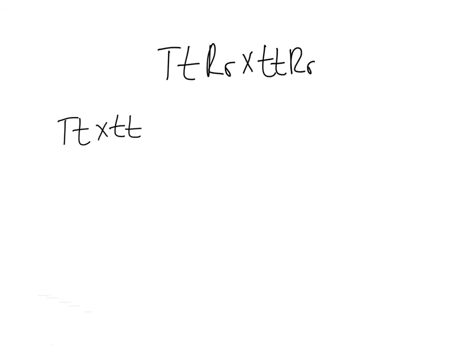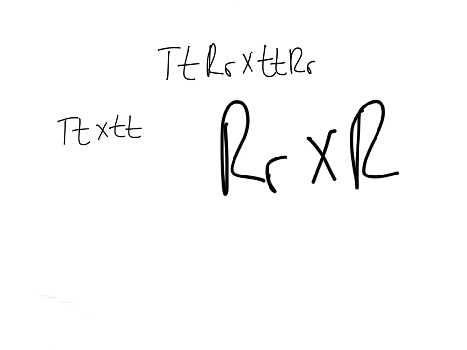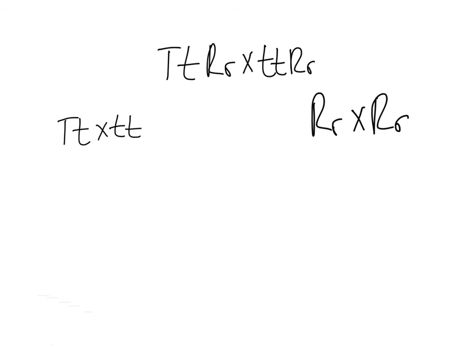And you can do the same thing with the R's. So we'll have big R, little r times big R, little r. And so now what we can do is set up Punnett squares for each of these individually.